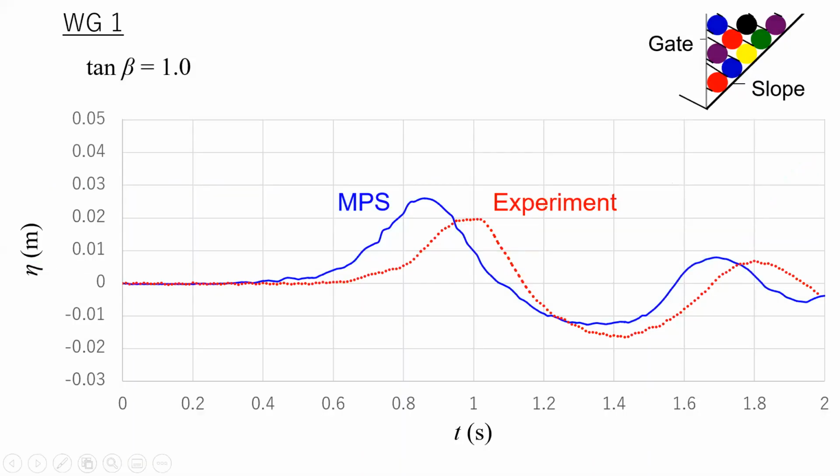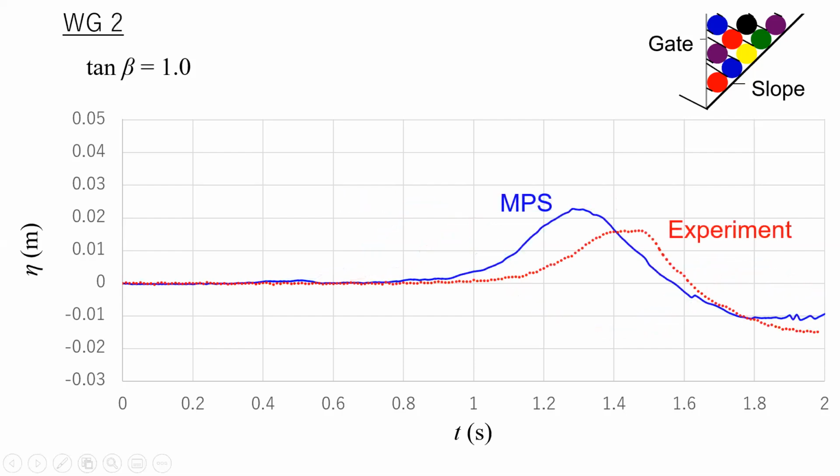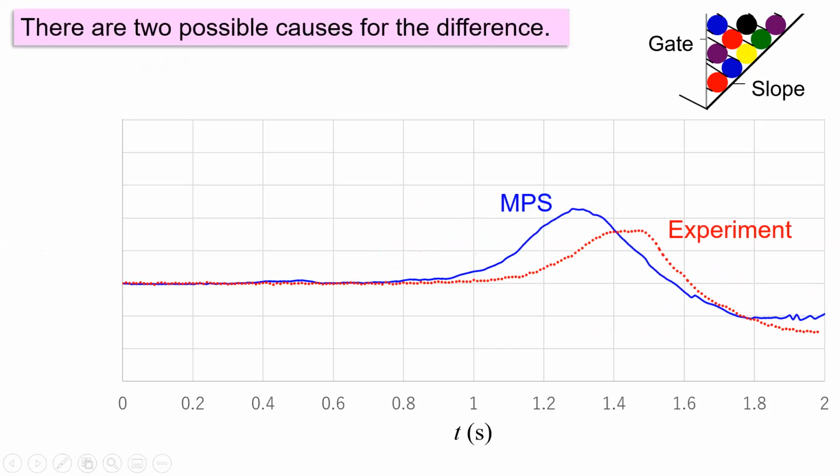Shown in this figure is the comparison of the water surface displacements at wave gauge 1. The blue line shows the MPS result and the red line shows the corresponding experimental result. There is a difference in the phases of the first peaks. And this figure shows the results at wave gauge 2. There are two possible causes for the difference.